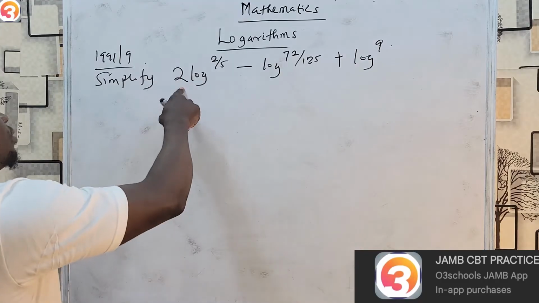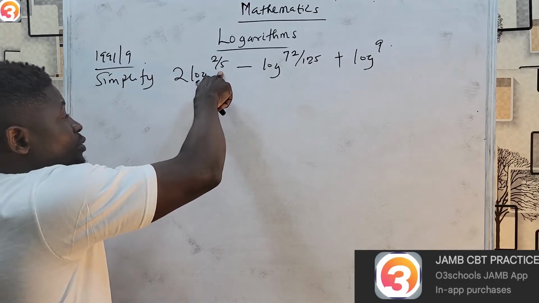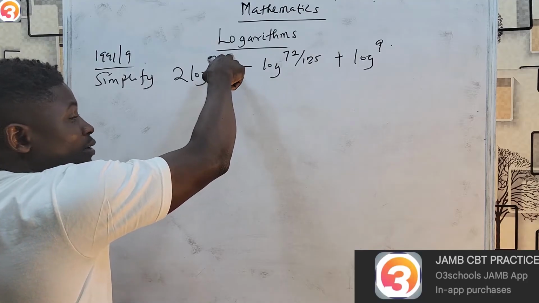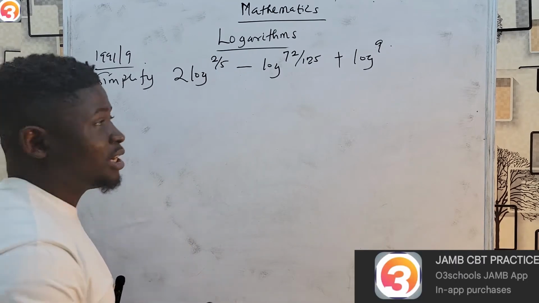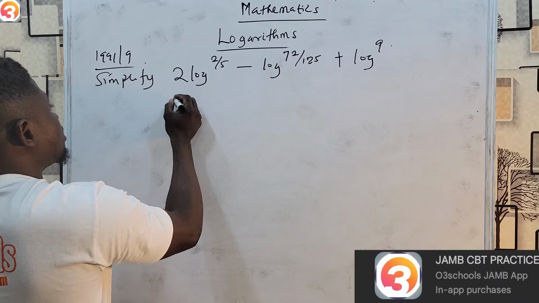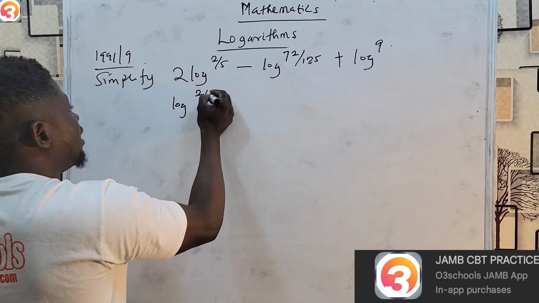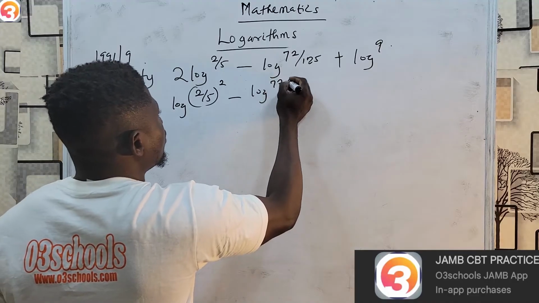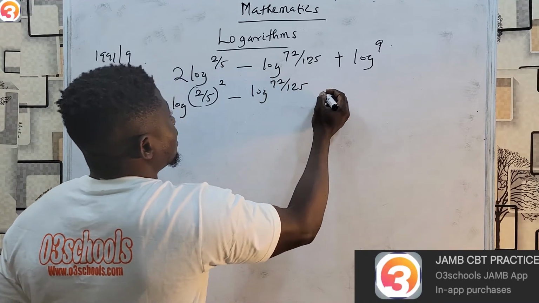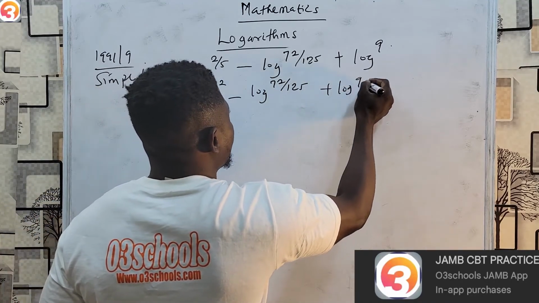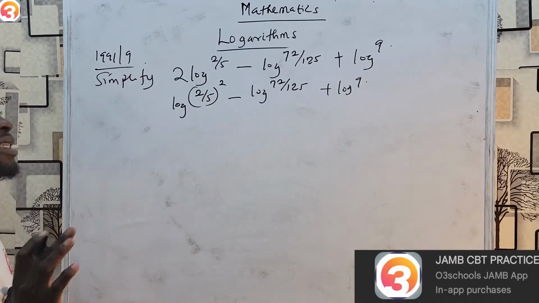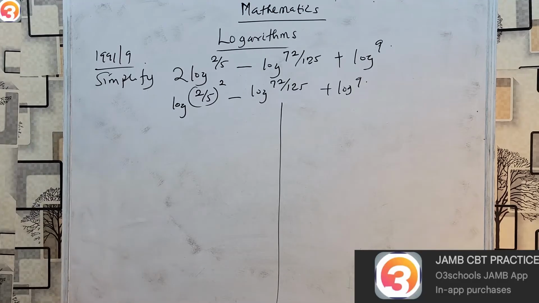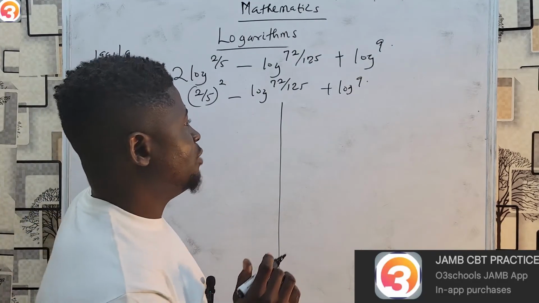So here we're having 2 log 2 over 5. So what are we supposed to do here? This 2 can come to the power of 2 over 5. That is the natural position. So I'm going to have logarithm of 2 over 5 all raised to power 2, minus logarithm of 72 over 125, then plus logarithm of 9. I have to be very careful so that I do not miss any step. Let me rule so that I'll have space to solve it in one go without cleaning.